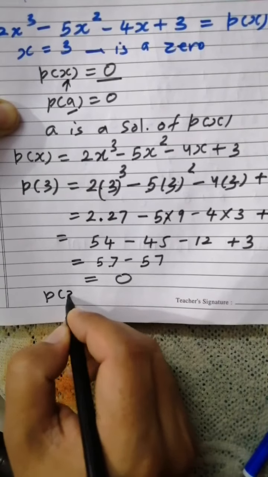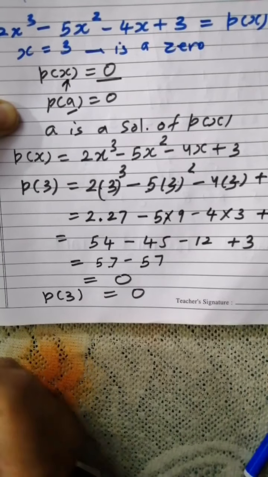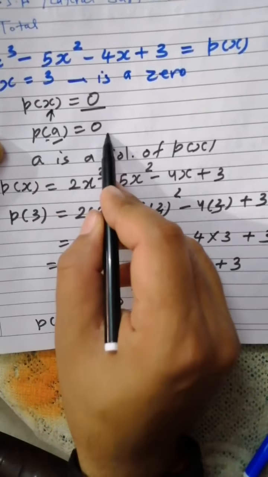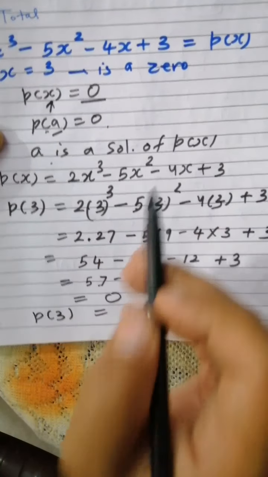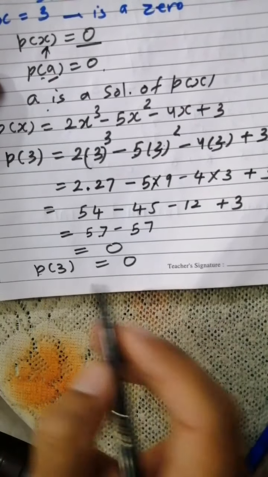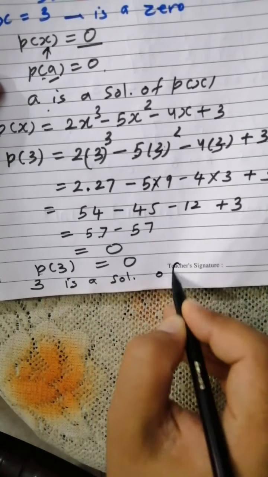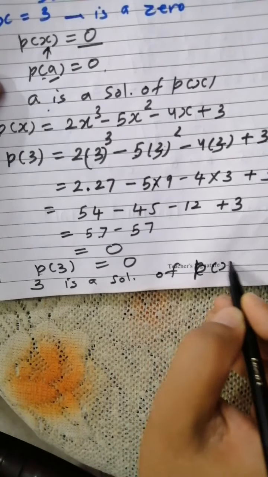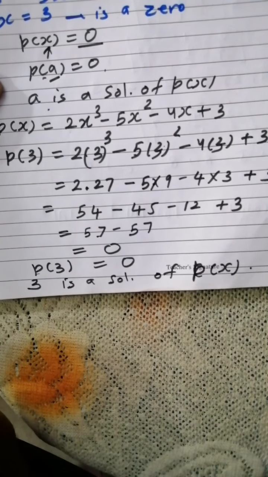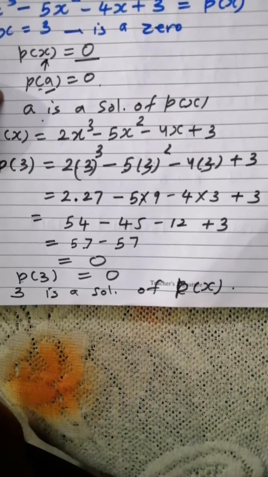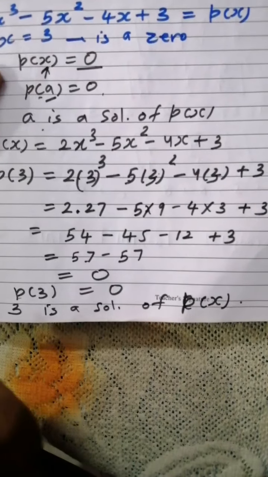Hence p(3) equals 0. So here, as I told you, if p(a) equals 0, it means a is a solution of p(x). So if p(3) equals 0, we can write hence 3 is a solution of p(x). So by this way we can check whether the given number is a zero of the polynomial.